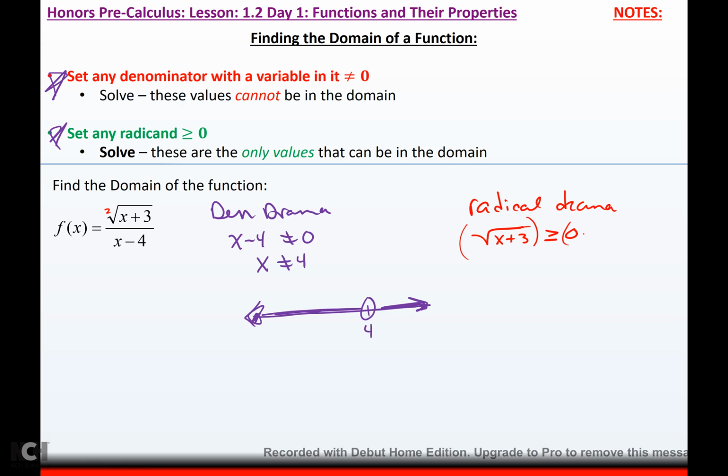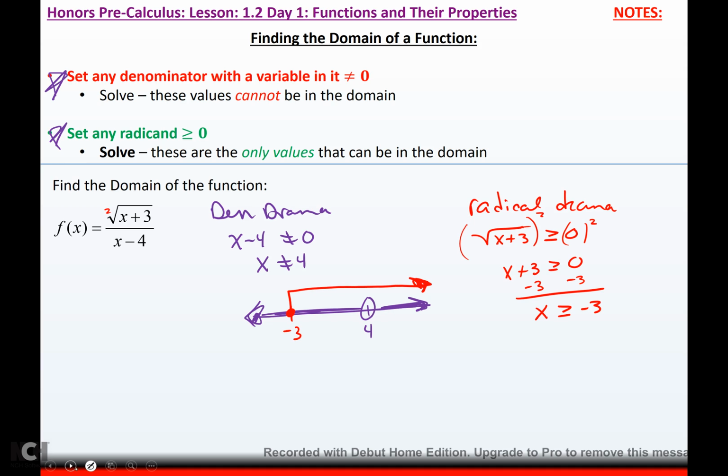So if I solve it, square both sides, I get x plus 3 has to be greater than or equal to 0. Minus 3 minus 3, this says x has to be greater than or equal to negative 3. So if I put that drama on there, negative 3 is down here. It can be included, and it says everything to the right.